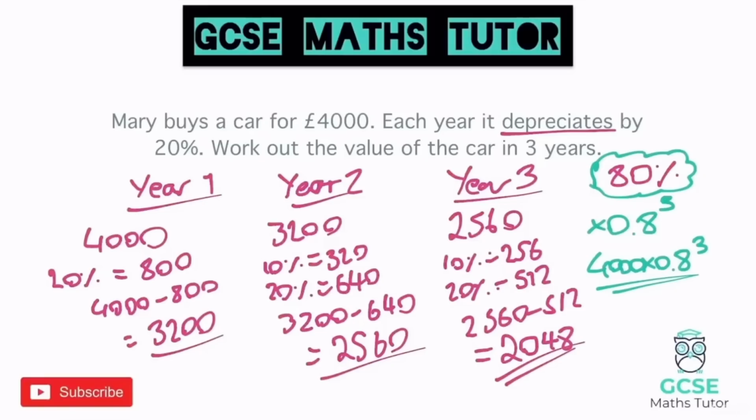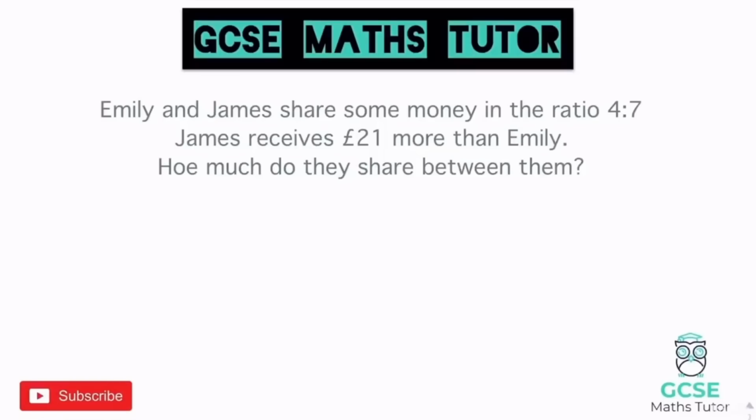So that's depreciation. James shares some money in the ratio 4:7. James receives £21 more than Emily. How much do they share between them? So Emily to James is in the ratio 4:7. Now it says that James receives £21 more, and if we look at these two numbers here, from 4 to 7 is an extra 3 parts. There you go, it's an extra 3. So that extra £21 is 3 parts.